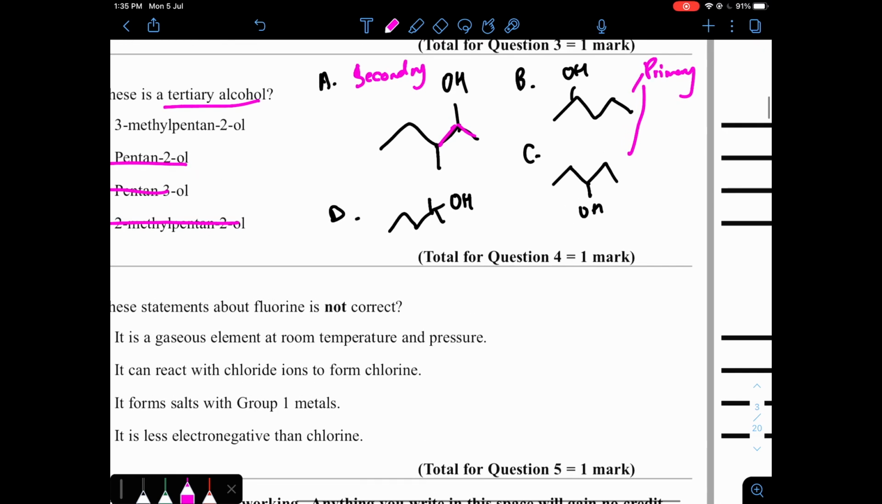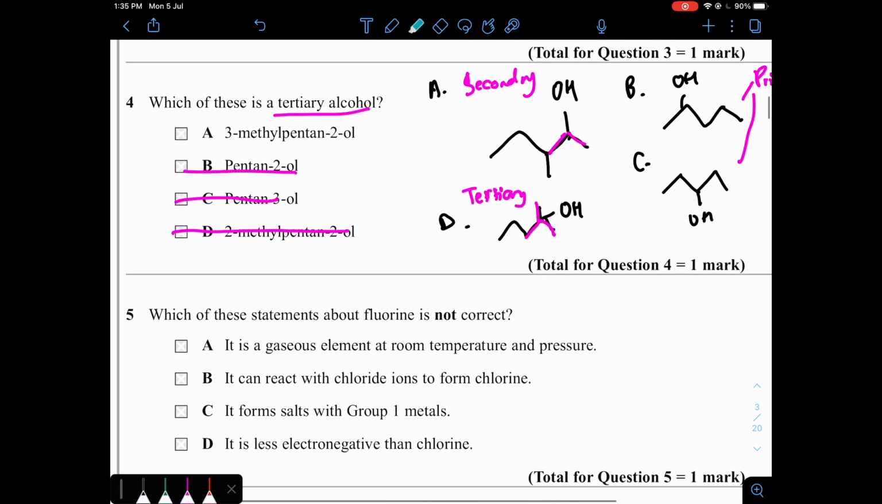But let's double check. Is this a tertiary alcohol? Let's see. Does it have 3 carbon groups going away? Yes. You can see that the 3, so this is a tertiary alcohol. So the answer is A.